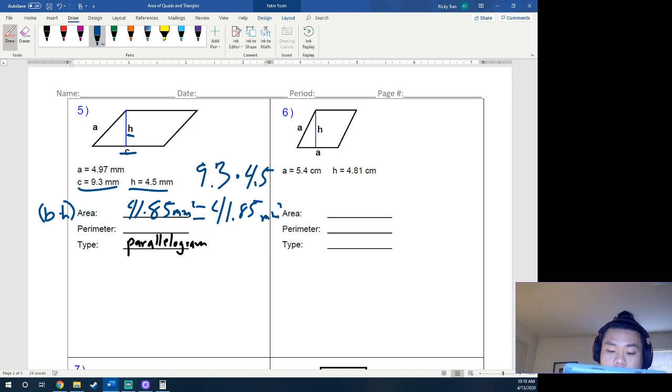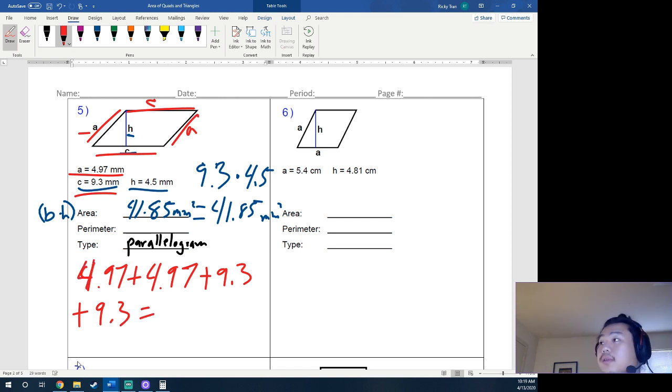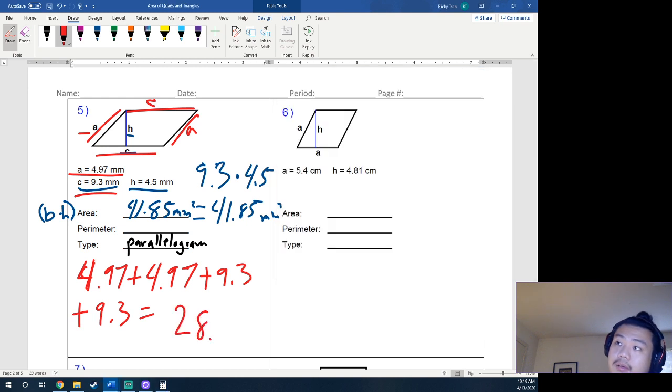Okay, and with perimeter, you're just gonna add A, this is another C, this is another A, this is another C. So we have A and C. So we have 4.97 plus 4.97, plus 9.3 plus 9.3. The sum of that is 28.54 millimeters.